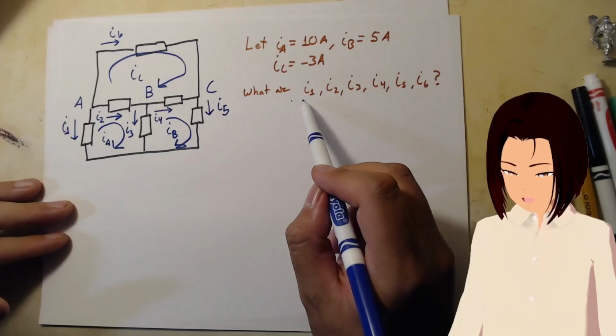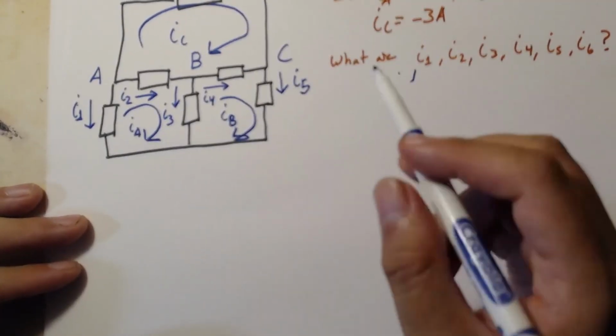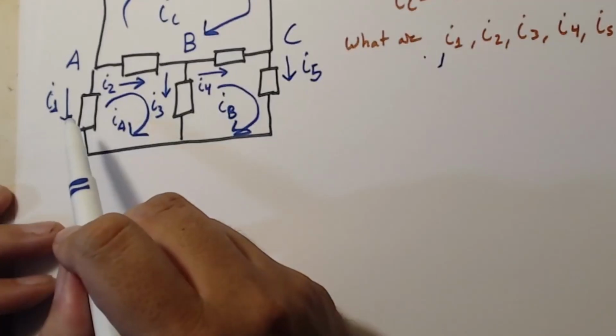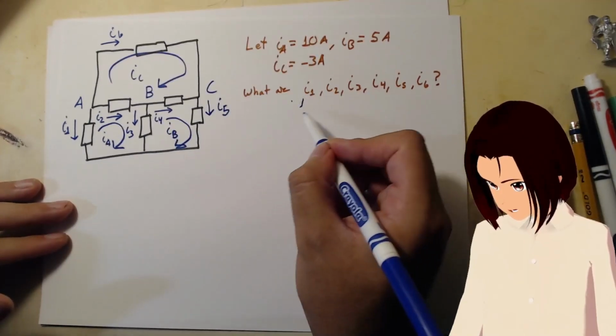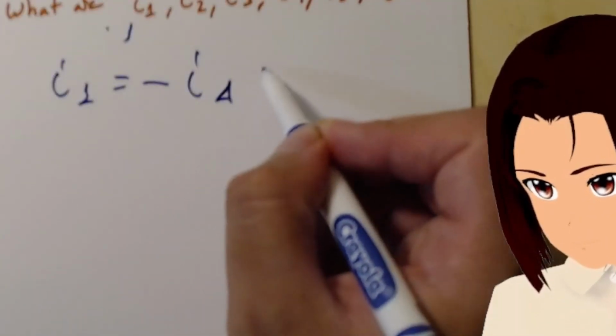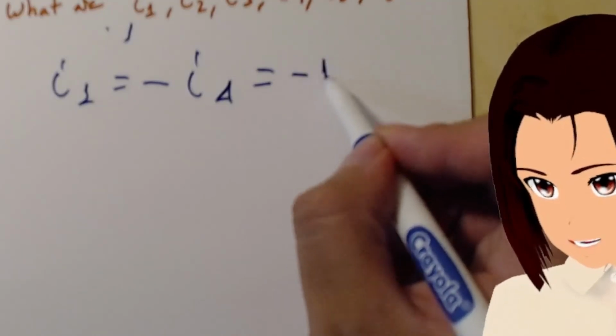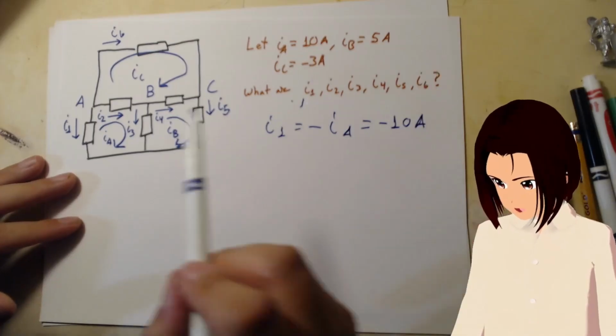For current 1, it's just going down. Since current 1 is going in the opposite direction of mesh current IA, current 1 is equal to minus IA. And that would just be minus 10 amperes.